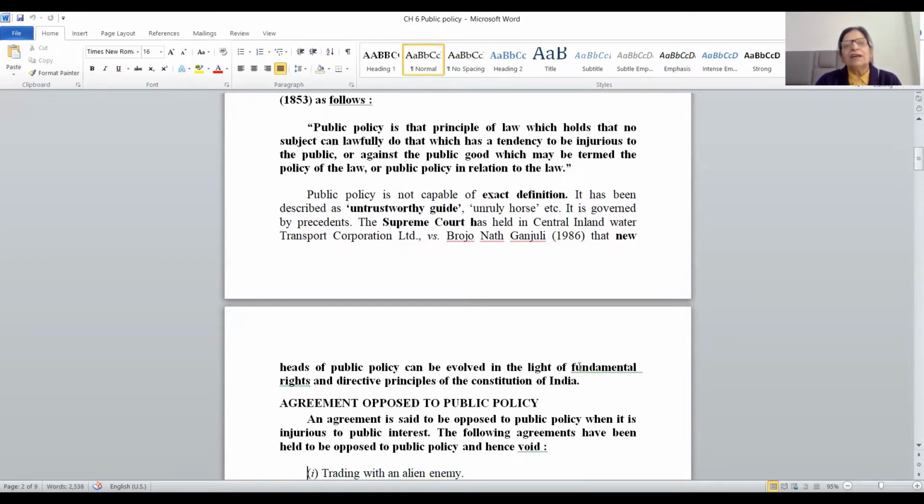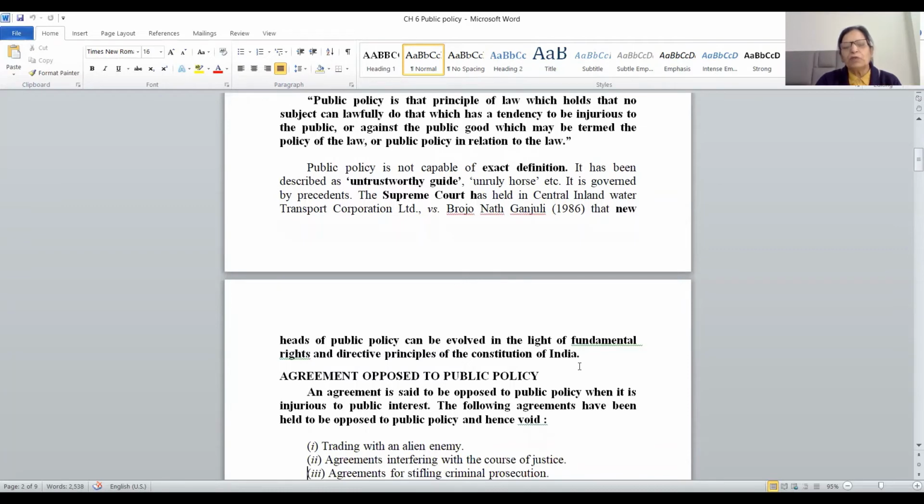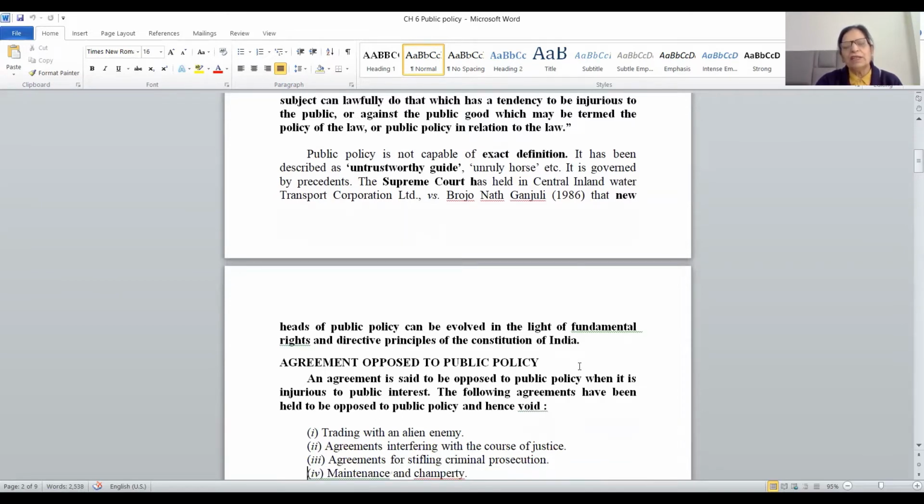Now, having discussed the term public policy, friends, I would like to take up which are those agreements which have been regarded as opposed to public policy. Let me tell you, friends, what is the meaning of agreements opposed to public policy? An agreement is said to be against public policy or opposed to public policy when it is injurious to public interest.